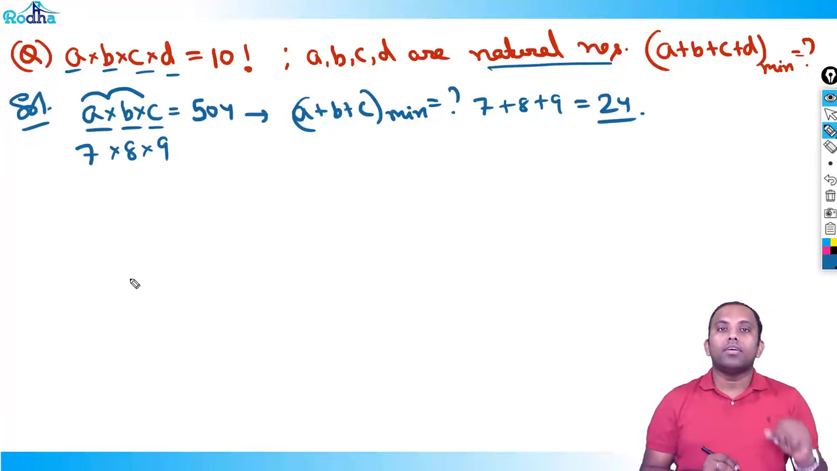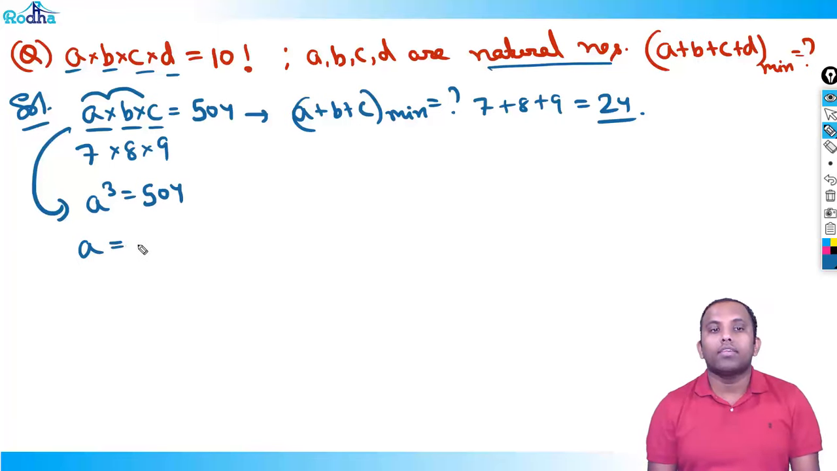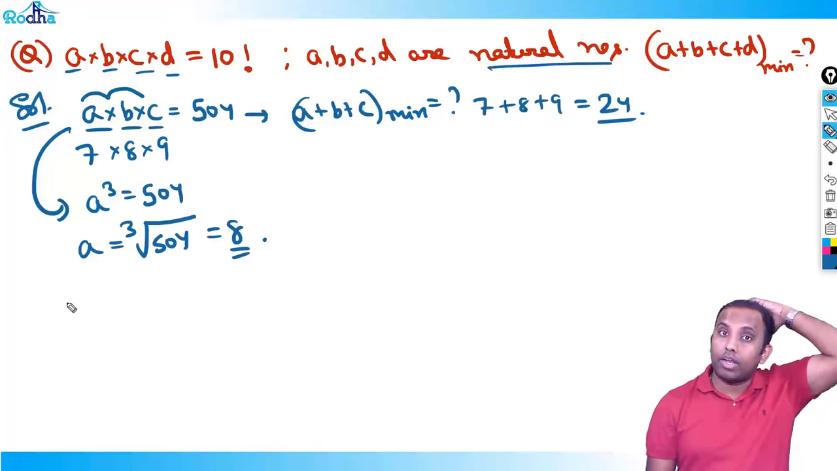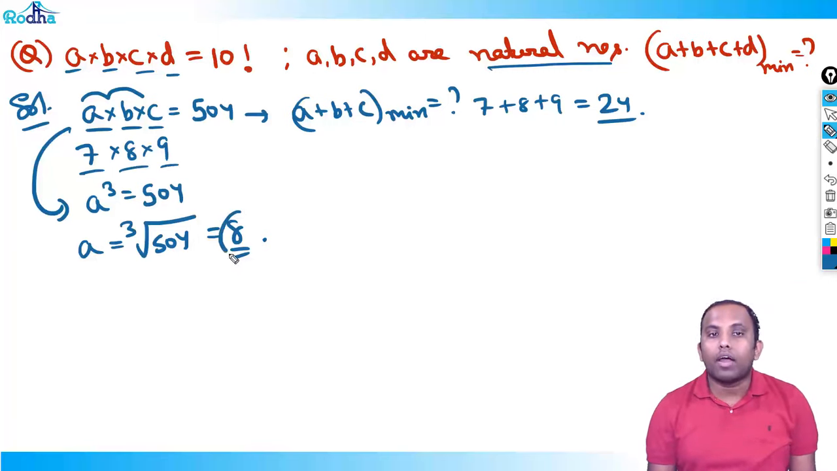So in this case, I can think a bit because 504 is a number within our thinking range, right? What is the thought process? 504 in 3 parts: what is the cube root of 504? If all 3 are equal, then A cube is equal to 504. So A is the cube root of 504, that is around 8. So we have to think of 3 numbers around 8. So 7, 8, and 9 will satisfy. If you get this part, that it is around 8 when all 3 are equal, then you can solve this question, right?